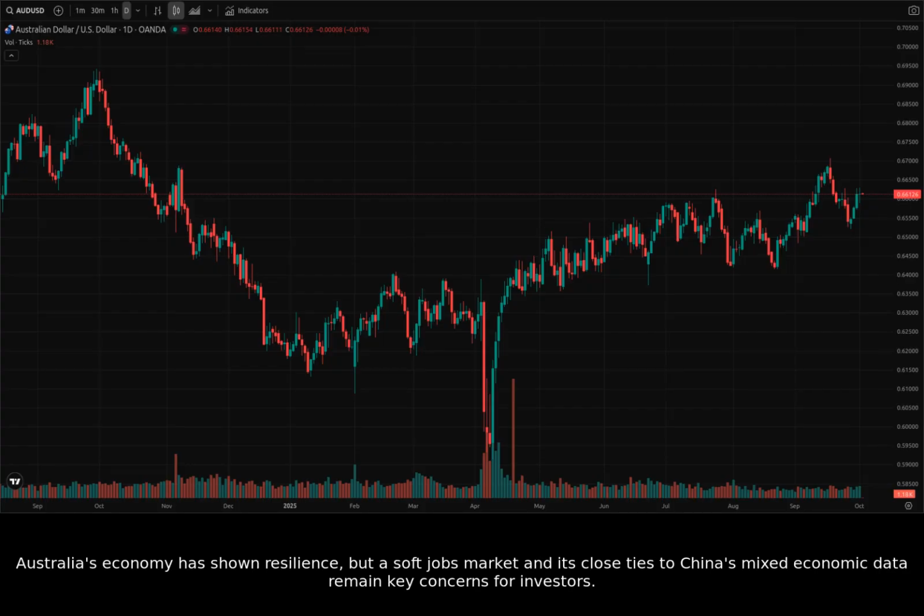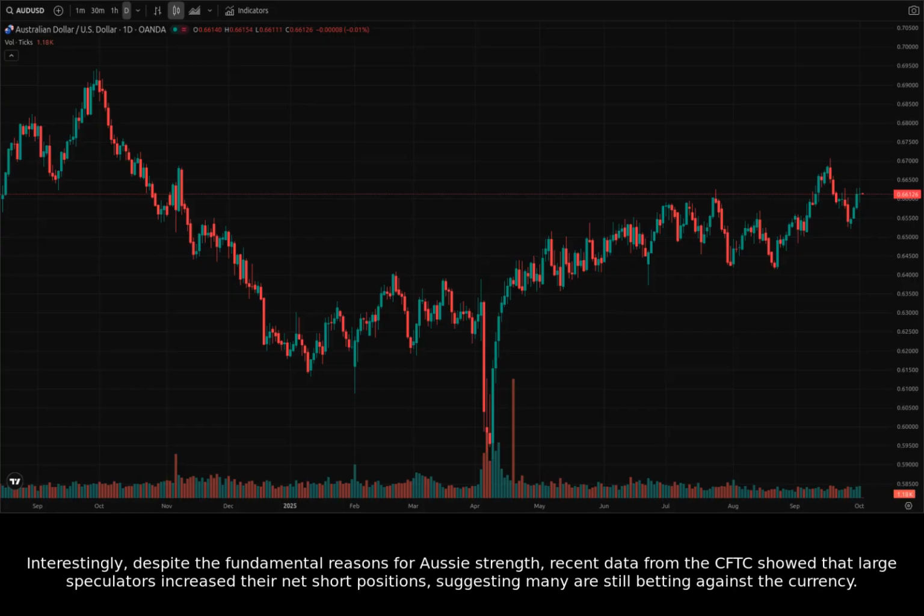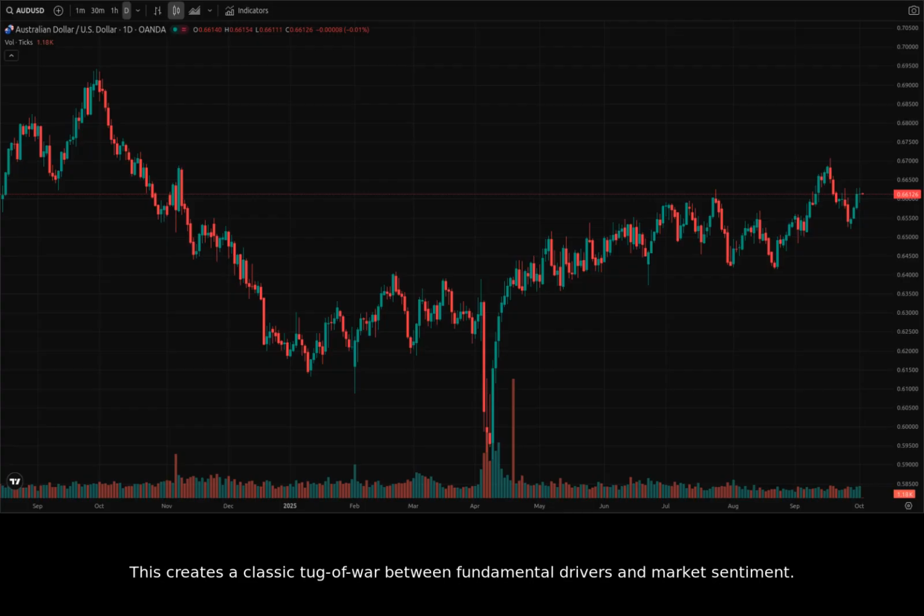Australia's economy has shown resilience, but a soft jobs market and its close ties to China's mixed economic data remain key concerns for investors. Interestingly, despite the fundamental reasons for Aussie's strength, recent data from the CFTC showed that large speculators increased their net short positions, suggesting many are still betting against the currency. This creates a classic tug-of-war between fundamental drivers and market sentiment.